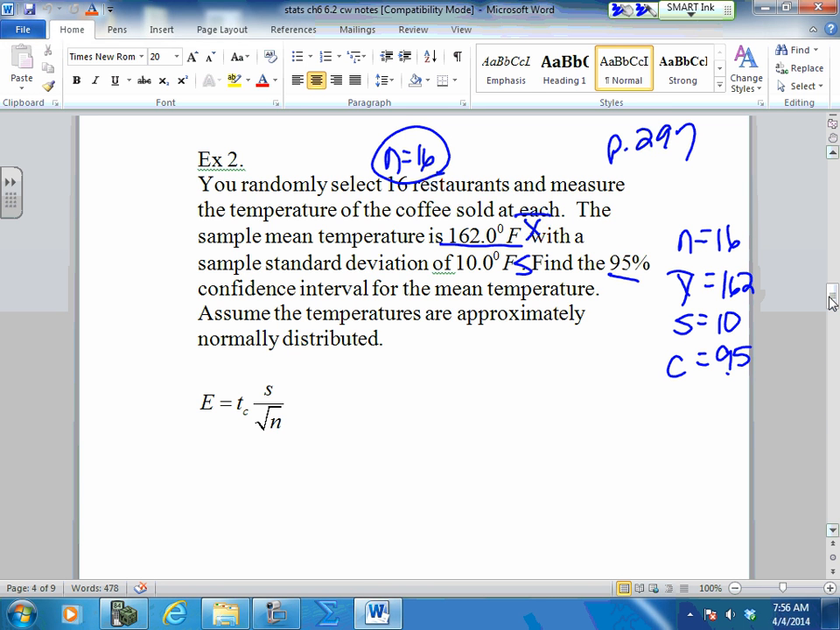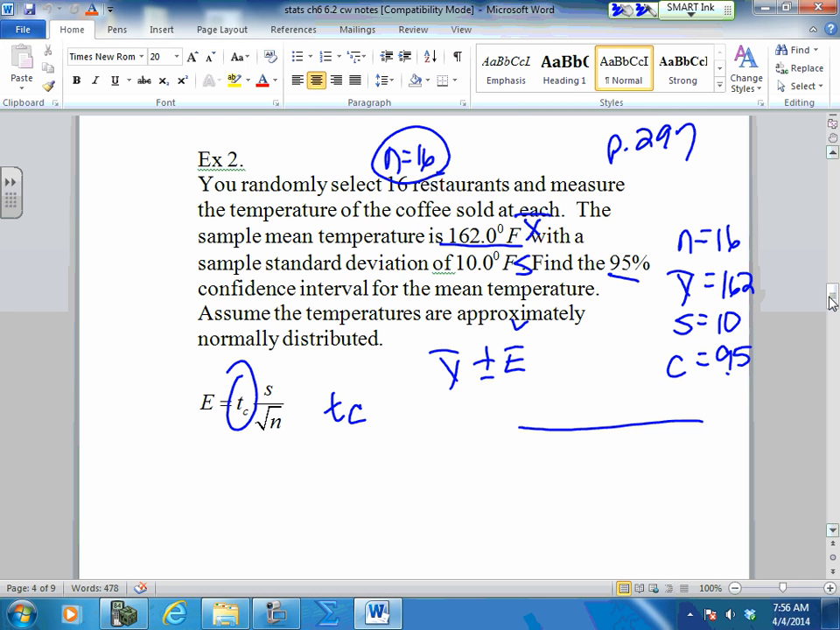Okay? You're going to assume the temperatures are normally distributed. Because our sample is less than 30, they have to tell you that your data is normally distributed, because we're on the small side here. Now, we're going to create a confidence interval for this temperature of coffee. So we want to come out like this. We'll do this out, and then we'll do it on your calculator. So the first thing is we have to find your margin of error. The only thing we're missing is your TC.